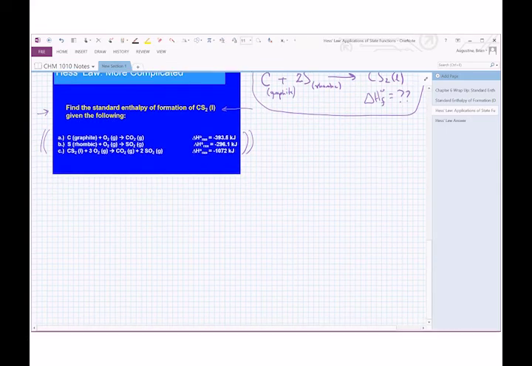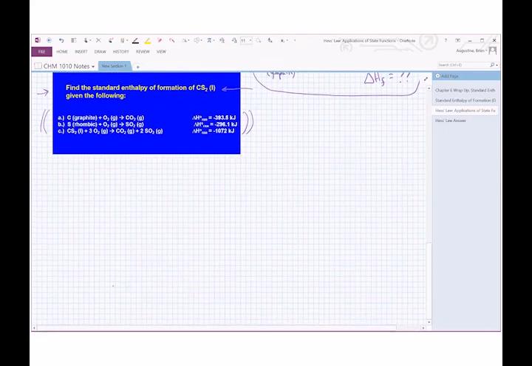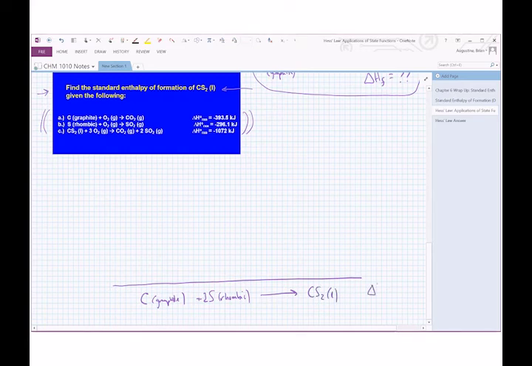So here's how I like to do this. I like to set up a table. And I'm going to write C graphite plus 2S rhombic yields CS2 liquid, delta H sub F equals, I don't know what it equals. That's what we're trying to find.